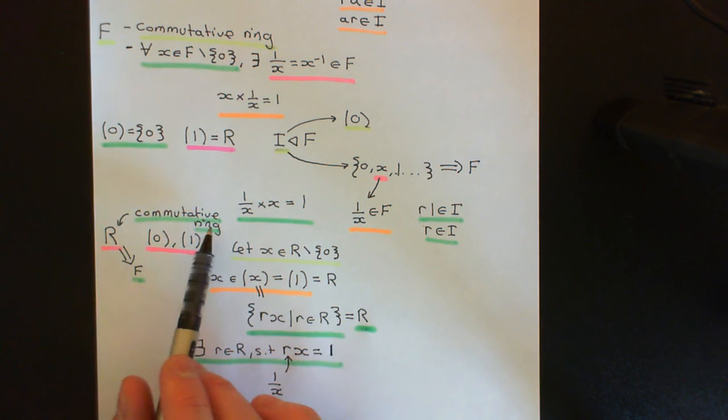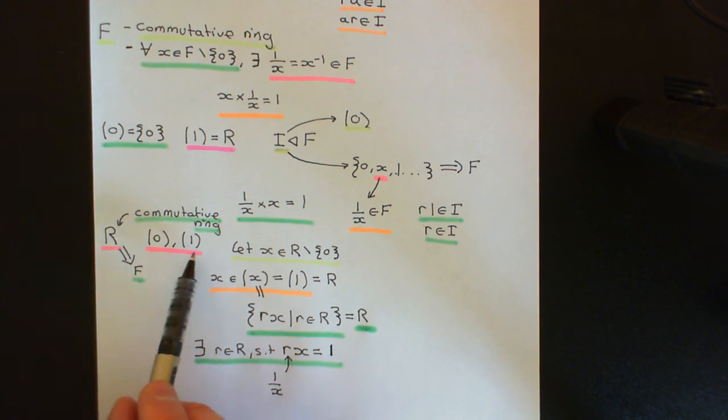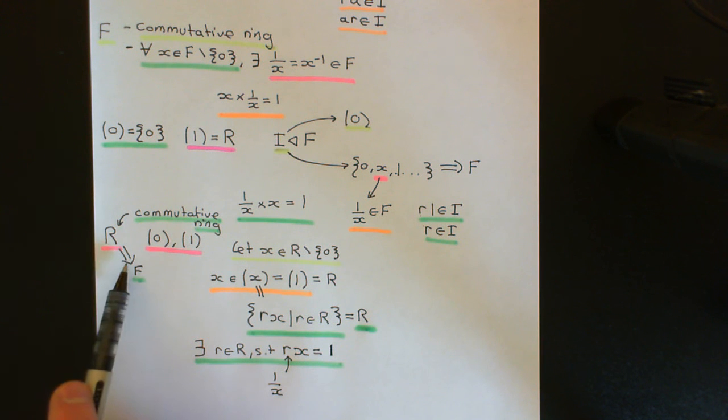So if you've got a commutative ring which has only two ideals, the 0 ideal and the unit ideal, then you can instantly conclude that that is a field, that there are going to be multiplicative inverses in that ring for every element other than the additive identity element.